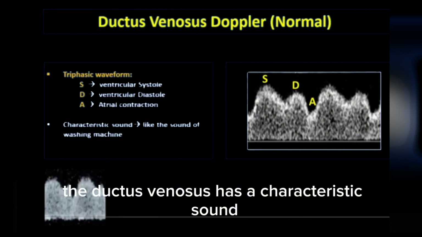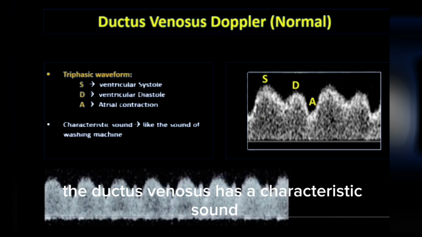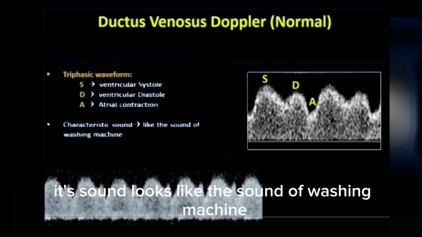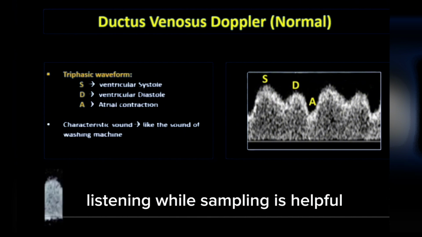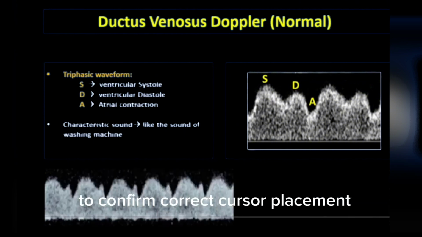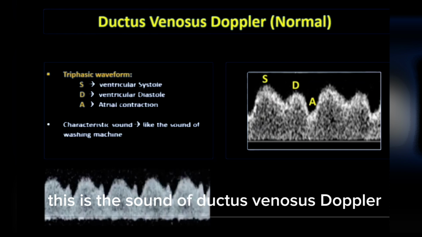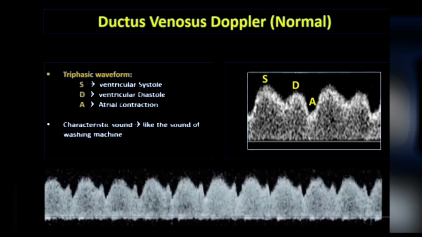The ductus venosus has a characteristic sound. It sounds like a washing machine. Listening while sampling is helpful to confirm correct cursor placement. This is the sound of ductus venosus Doppler.